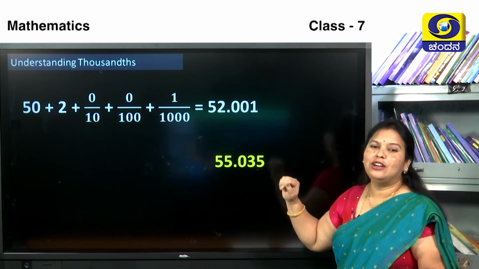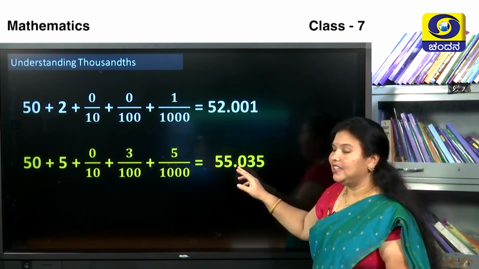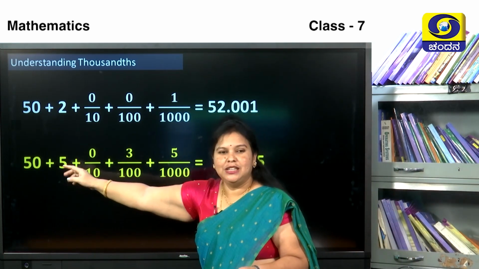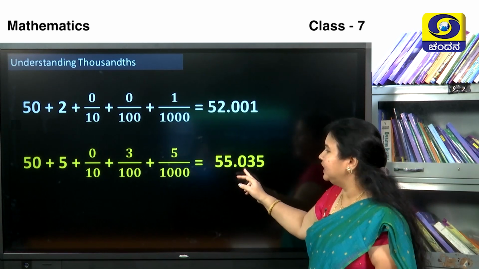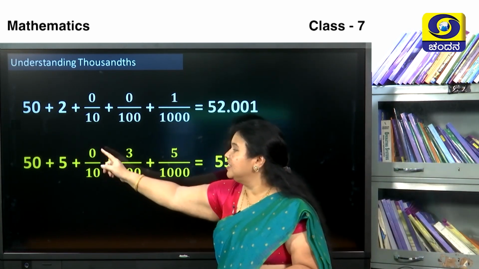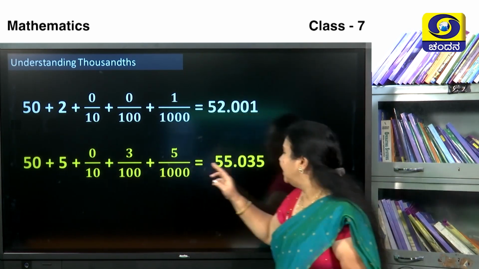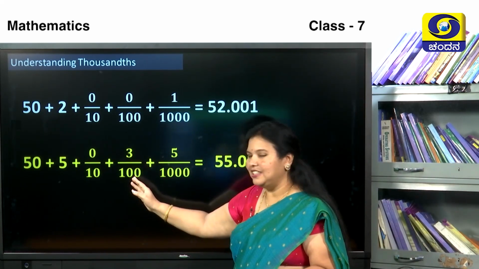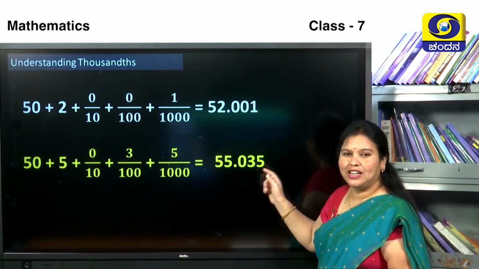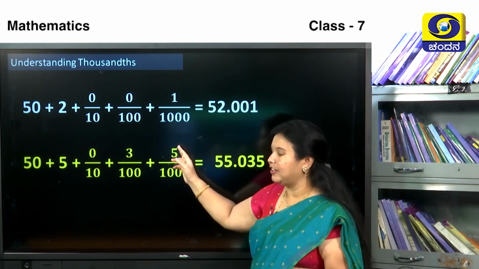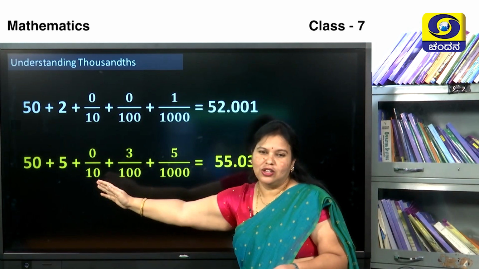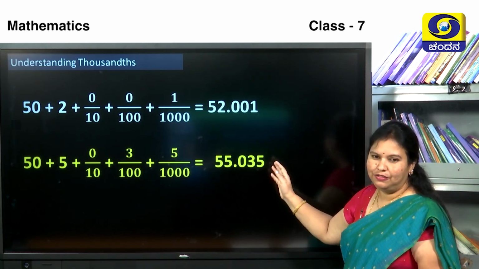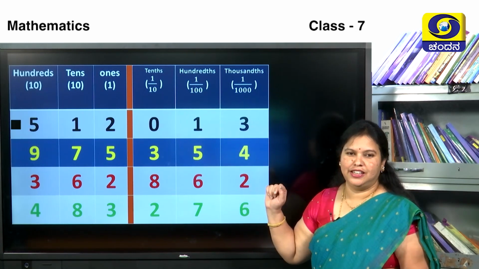Now, we have 55.035. So, you have to write it in expanded form. Here 55 is a whole number. You can write like this also, 50 plus 5, we have 0 in 10th place, so we have to write 0 by 10, and in 100th place we have 3, so we have to write 3 by 100 plus in 1000th place we have 5, so we have to write 5 by 1000. So, by adding all this we get 55.035.